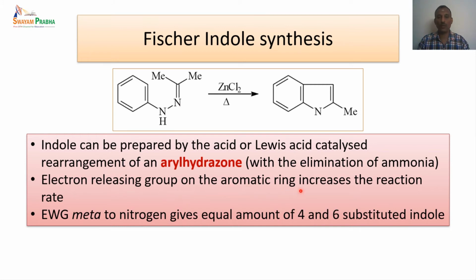The electron releasing group on the aromatic ring basically increases the reaction rates. That means if there is a substituent on this aromatic ring, that is an electron releasing group, then this facilitates the cyclization very effectively. And the electron withdrawing group meta to the nitrogen gives equal amounts of 4 and 6 disubstituted indoles. So the cyclization can happen at 2 different places, either at this place or at this place. That means it leads to 2 different types of products.